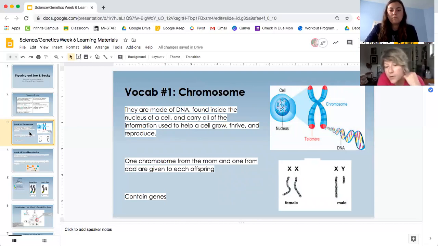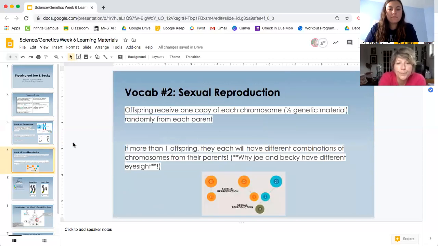As you can see there, the X-shaped chromosome is a little bit different than the Y. So you can see the difference between a male and a female there on the side. And they contain genes, which again make you who you are. It's kind of the instructions for you. So remember that.